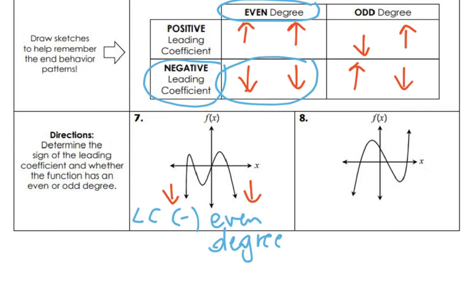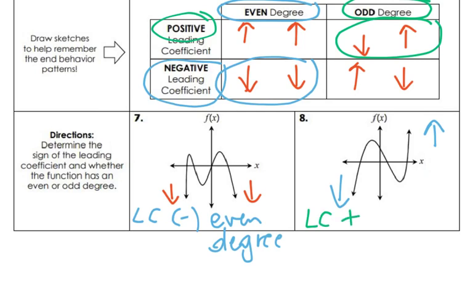In number 8, we have down and up. Now let's look at the table, and this is the actual pattern that we see right here, which means we're going to have odd degree and a positive leading coefficient. So the leading coefficient is positive and the degree is odd. That's how we recognize patterns on the graph.